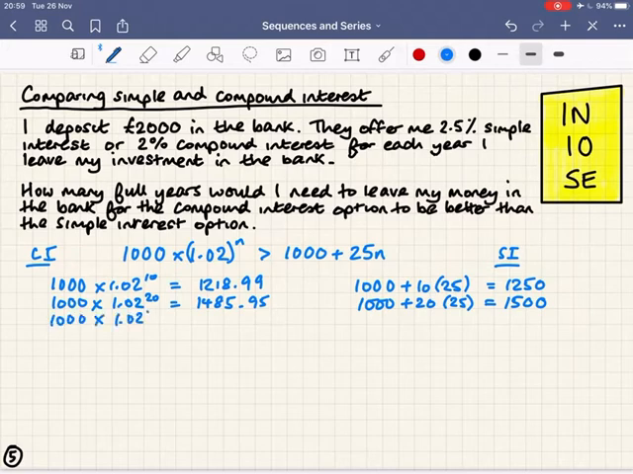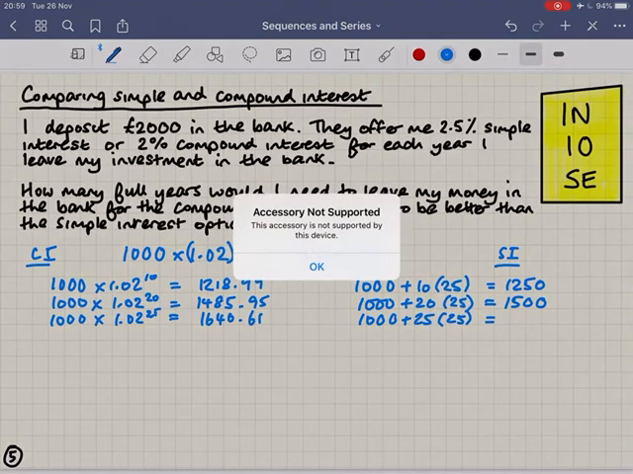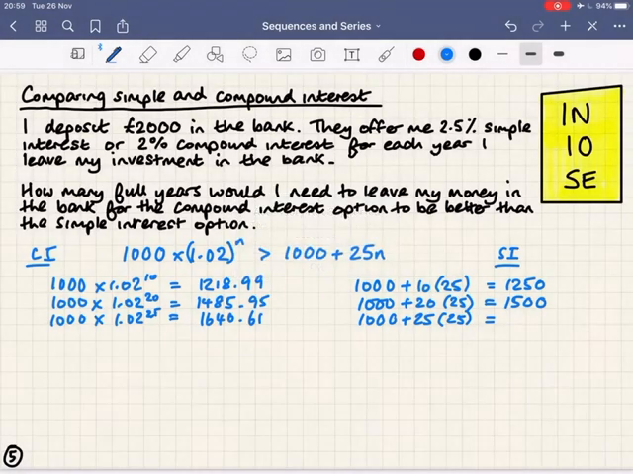1.02 to the 25. And that's 1640. And on the other side with simple interest, 25 lots of 25. Now, is it now better? Yes, it is. 1625. So it's now become better after 25 years. But maybe it got better earlier than that. So let's work backwards. Trial and improvement, 25 years. Let's try 23 years. We're getting close to an answer here.